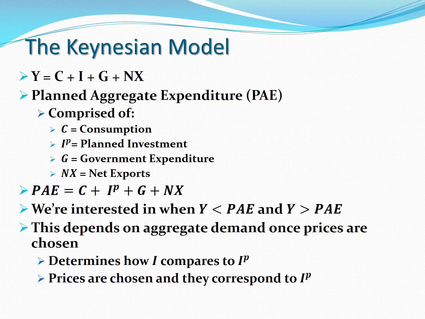So, prices are chosen, and they're going to correspond to the level of planned investment. But this may not be accurate, or at least they may not result in the desired level. The level of investment could be too high because inventories are picking up.